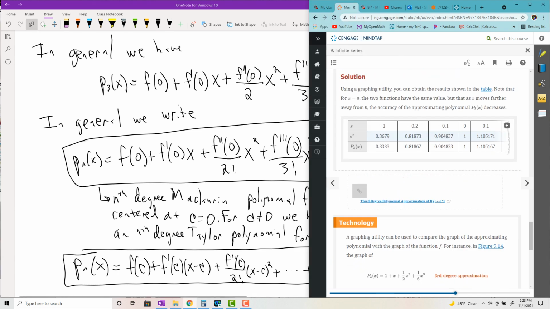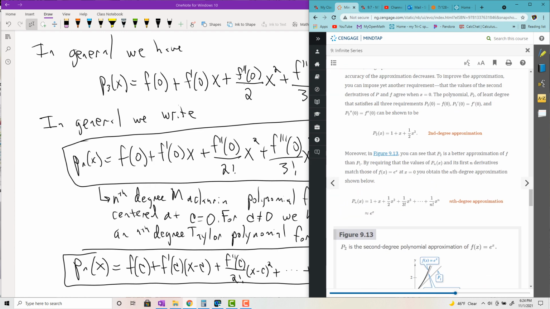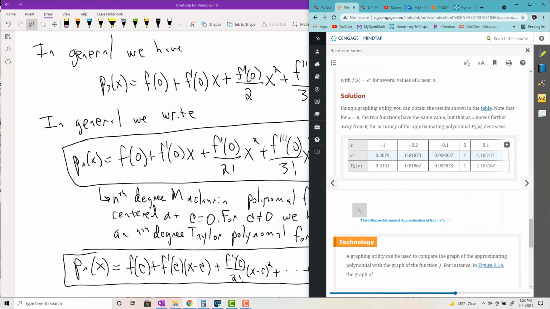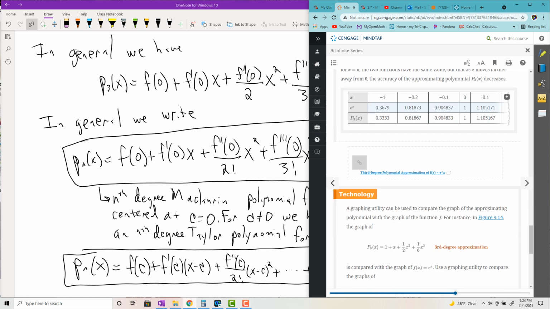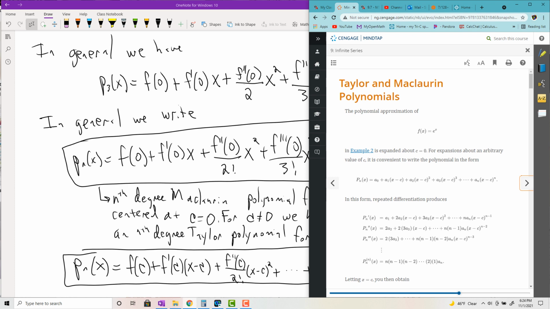The approximations are better the closer you are to whatever the center is, and that's what they're looking at in example 2 with the chart. Note, as you get farther and farther away from 0, the approximation of e to the x with the polynomial is worse and worse. Also, I don't think they talk about it, but the higher the degree, the better the approximation. The 4th degree gives you a better approximation, and the 5th degree better still, and so on.